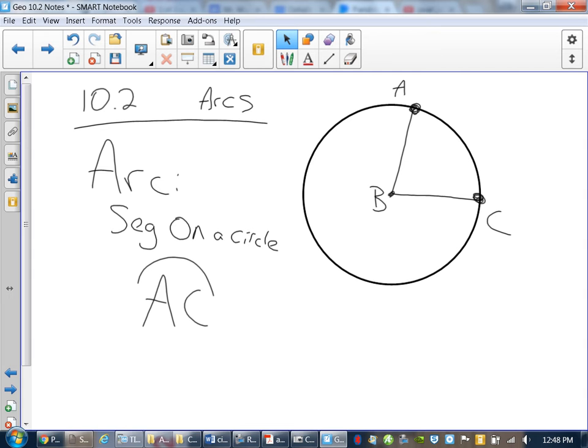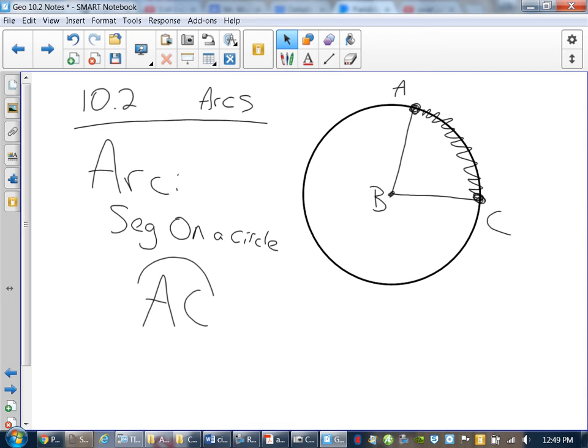So here's what happens. You get two letters, and when you use two letters, it's always going to be shown as the shortest distance between those two letters. Okay? There's a reason for that. Because if I say arc AC, I'm saying this arc here, because that's the shortest distance. Could I go the other way around? Yeah, but it's longer to get there. So it's always going to be implied when you have two letters that you always go the shortest distance.